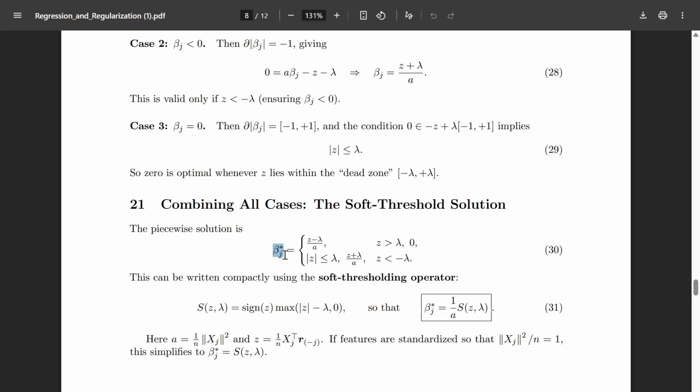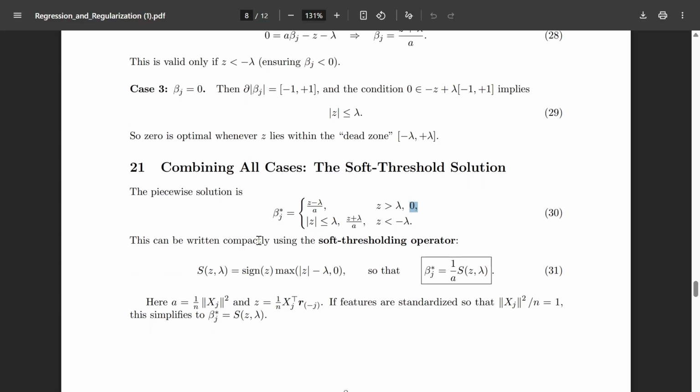So we just defined the derivative for that, and according to that, we found out that for z greater than lambda, we have (z minus lambda) by a. For z less than minus lambda, we have (z plus lambda) by a, and for z between minus lambda and lambda, beta j is basically set to 0. Sorry, the notations are not written properly. So it is 0 for mod of z less than or equal to lambda, it is (z minus lambda) by a for z greater than lambda, and it is (z plus lambda) by a when z is less than minus lambda.